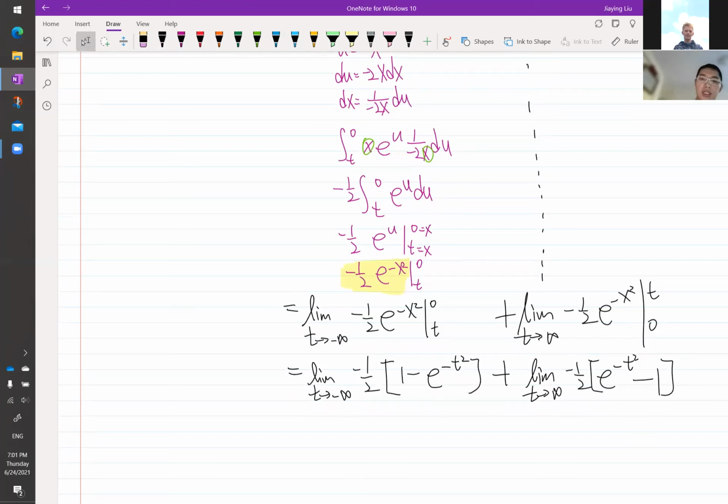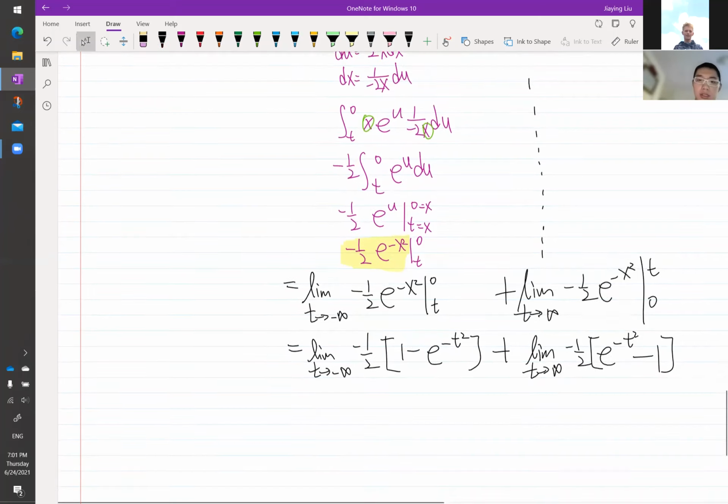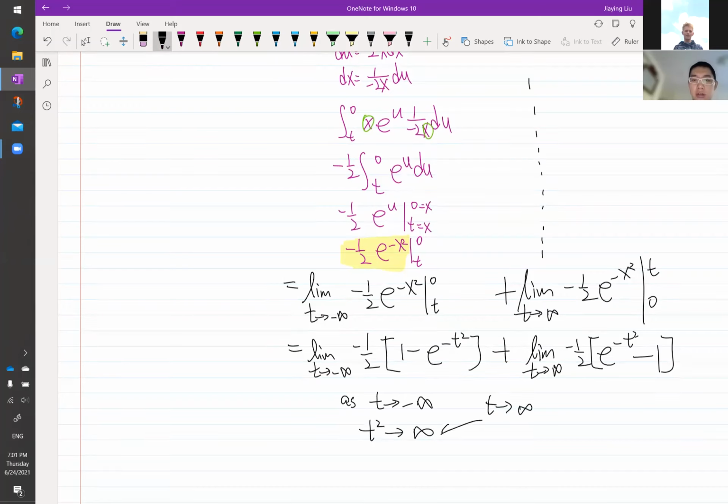Now, if you look at each case, as t goes to negative infinity, t squared is going to go to positive infinity. Same thing when t goes to infinity, t squared also goes to positive infinity, right? And then e to the negative t squared becomes e to the negative infinity. That term you can write as 1 over e to the infinity, which is 1 over infinity, that approaches 0.